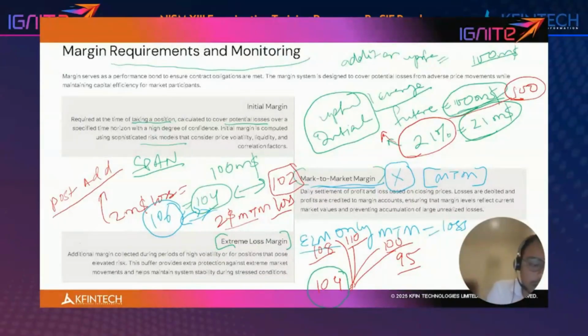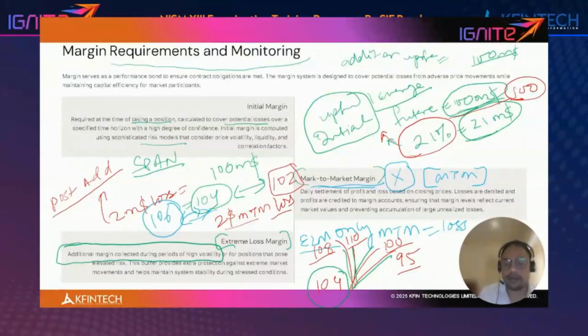So additional margin is collected during periods of high volatility because the chances of the bond market going on either side are higher. That's why apart from the initial margin, which is IM, there is mark to market margin, MTM, and additional margin, that is extreme loss margin, added to the position. So these are risk management techniques deployed by the exchange so that at any point of time there is no default by the purchaser or the seller of the futures contract.